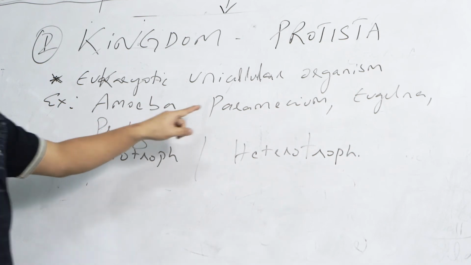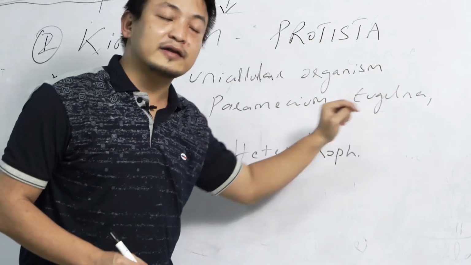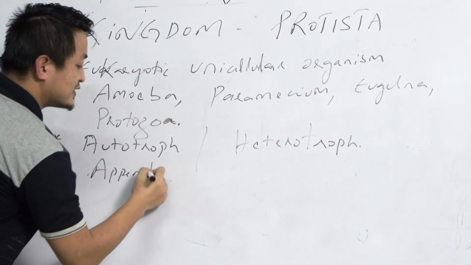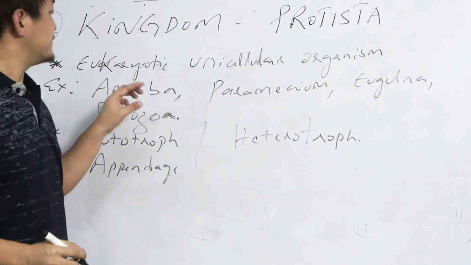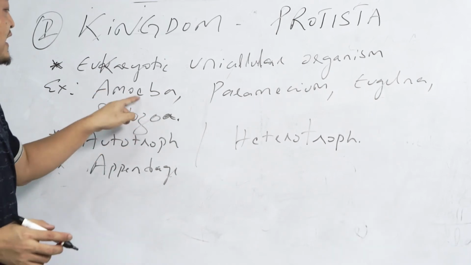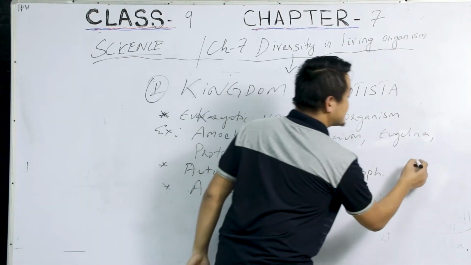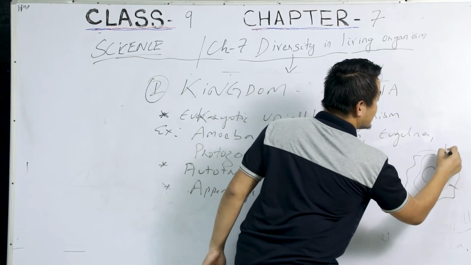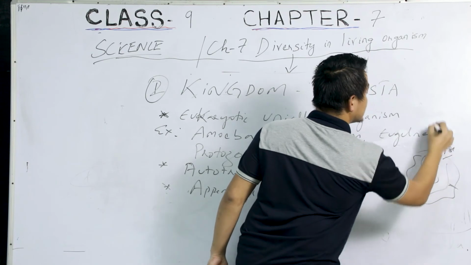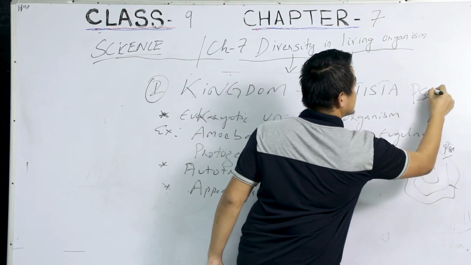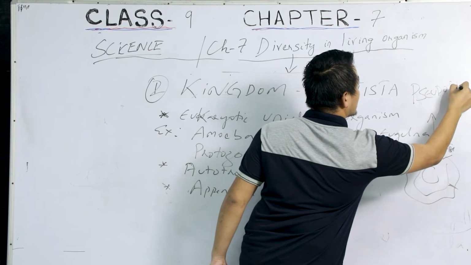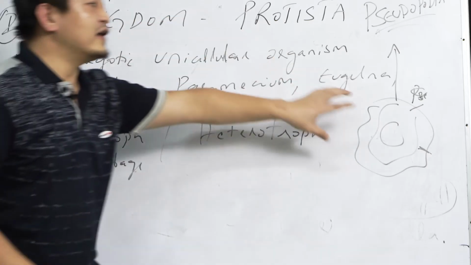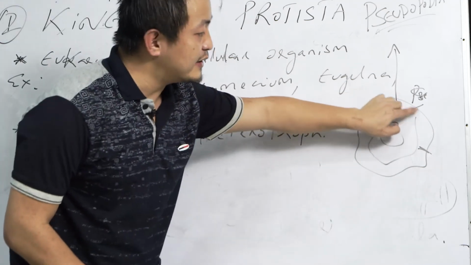Now students, one thing you have to remember here is their movement. These organisms can move, and they have appendages. Now, how are they able to move? I'll show you. Say amoeba. Its rough structure is this, and they have this pseudopodia here. Because of this pseudopodia, they are able to move.